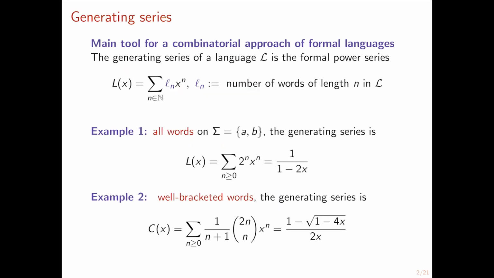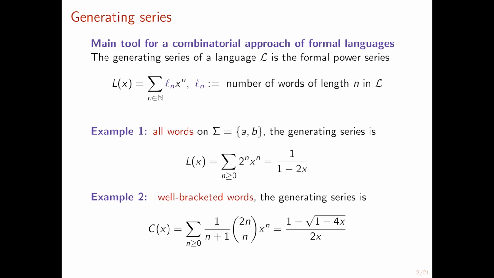The link between formal languages and combinatorics is well known. It is established by considering the generating series of a language. Informally, this series counts the number of words of each length in the language, and more precisely, it is the infinite sum over all length n of l_n x to the power of n, where l_n denotes the number of words of length n in the language L. Below I give two classical examples of generating series. In particular, for the language of all words over a two-letter alphabet {a, b}, there are 2 to the n words of length n. An alternative way to see this infinite sum is as the formal inverse of the polynomial 1 minus 2x.